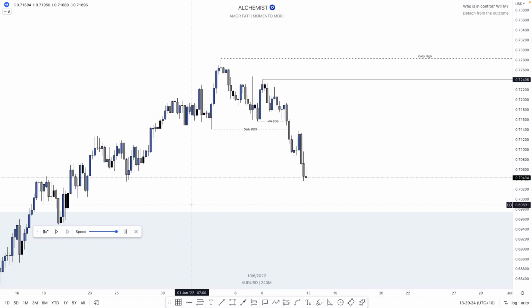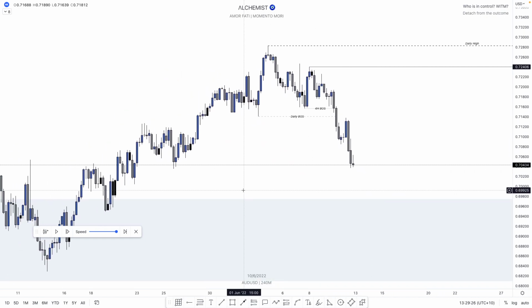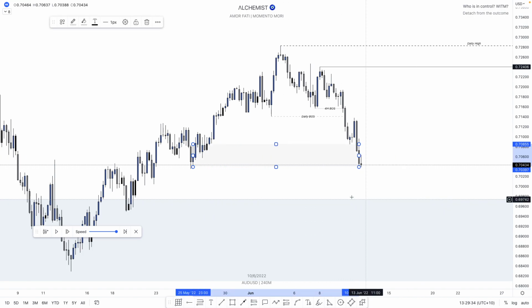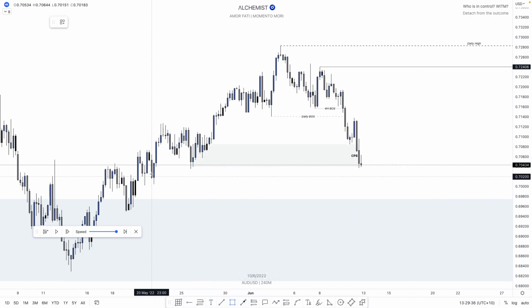Next thing we need to do is mark out some catalysts for pullbacks and some valid POIs. So currently we're trading here. And then we would have something here. Most likely will be in just this lower week because this was already mitigated.